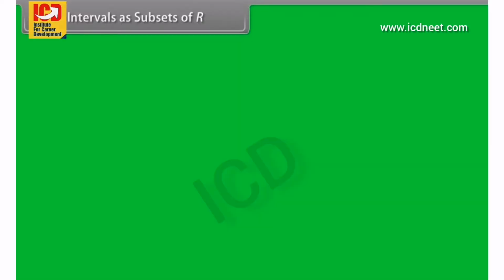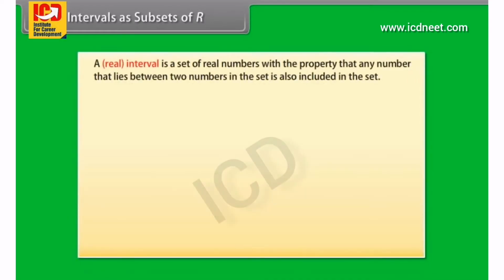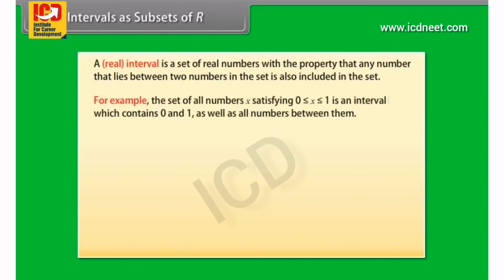Intervals as subsets of R. A real interval is a set of real numbers with the property that any number that lies between two numbers in the set is also included in the set. For example, the set of all numbers x satisfying 0 less than or equal to x less than or equal to 1 is an interval which contains 0 and 1, as well as all numbers between them.